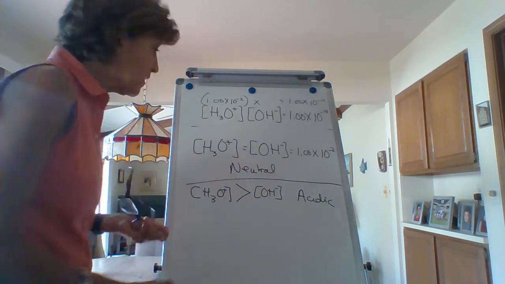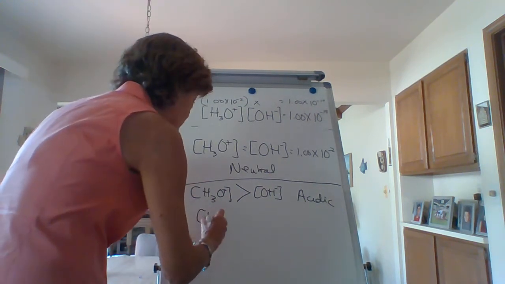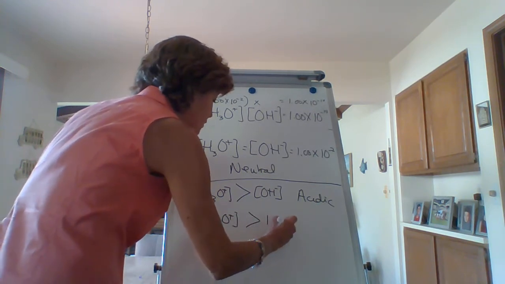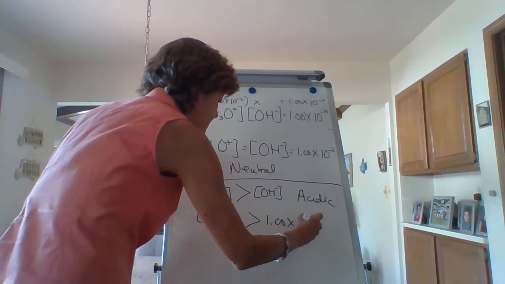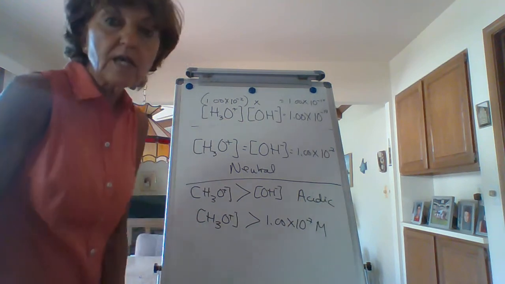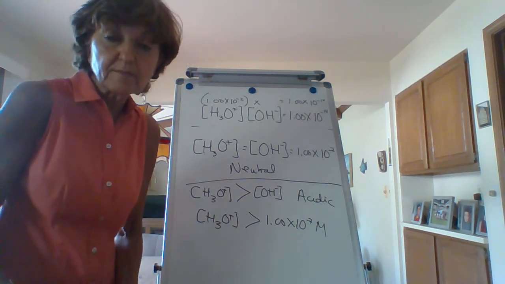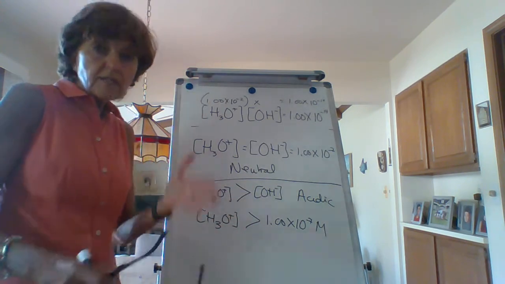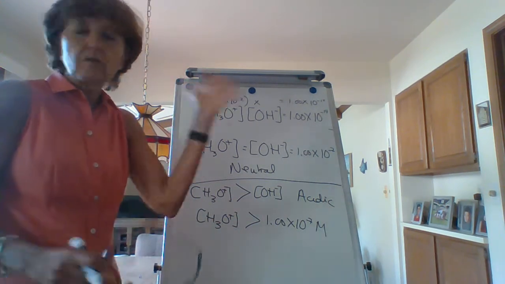In that situation, always the hydronium ion is more than 1.00 times 10 to the minus 7 molar. So if you ever see a hydronium ion more than 1 times 10 to the minus 7 molar, bigger number, it's going to be acidic. You don't even have to do any math. You can just tell right away.